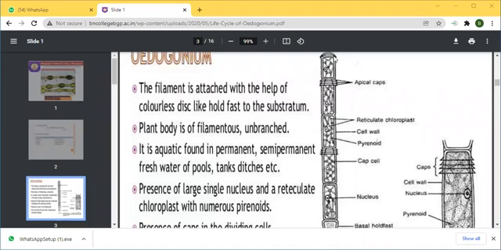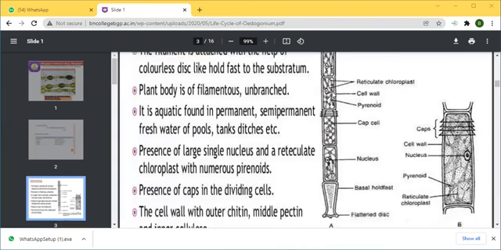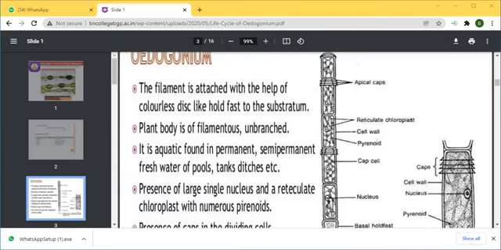Filamentous, unbranched, multicellular plant body. This one is filamentous, unbranched. Are branches there, ma'am? No branching in this one. The unbranched filamentous plant body. Compared to Volvox, this one is totally different.